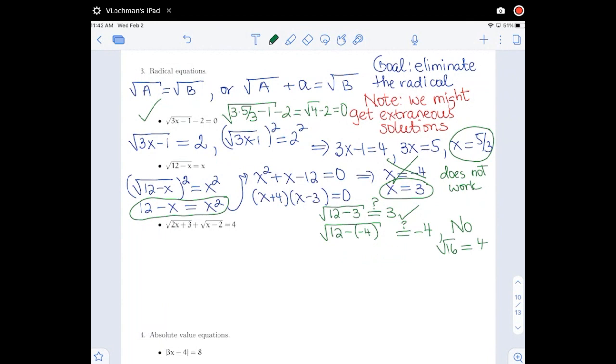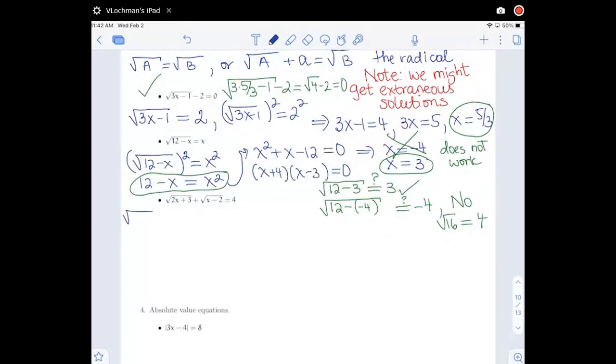Let's go ahead and take a look at the next one. This one is a little more involved. We'll have to do a couple of steps here because now I have 2 radicals. The first step is to move one of the radicals to the other side, and it doesn't matter which one. So I'm just going to write it like this: the square root of 2x plus 3 is equal to 4 minus the square root of x minus 2.